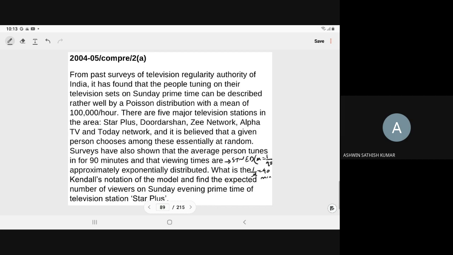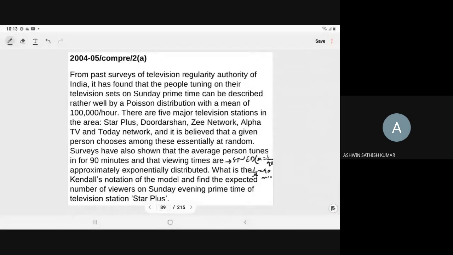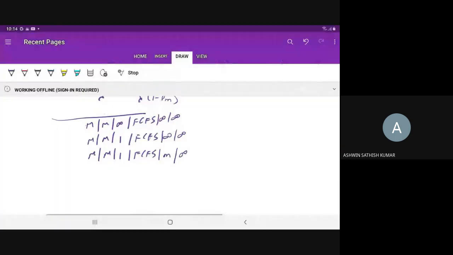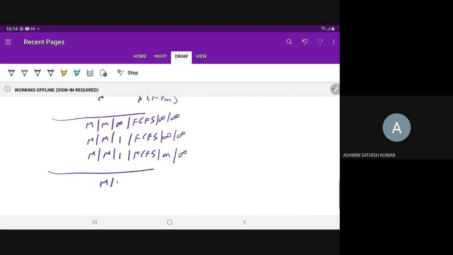So what is the Kendall notation of the model? Find the expected number of viewers on Sunday evening prime time of television station Star Plus. First of all, which queuing model is it? It is the M/M/infinity FCFS model, because for the number of viewers there is no limitation on the capacity and no limitation on the population, so it is infinity. So it is the self-service model.